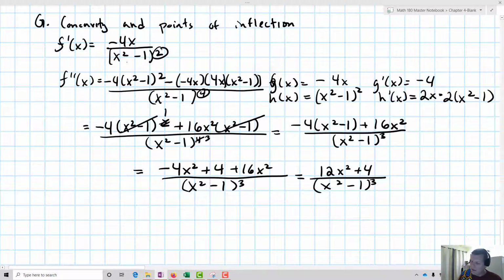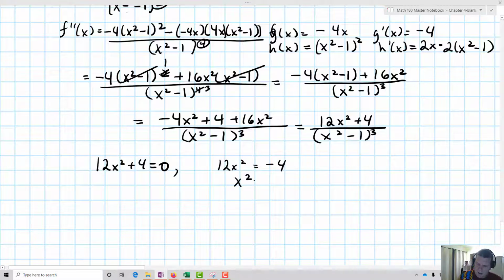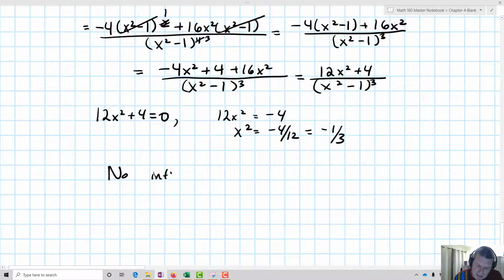Now what we need to do is find points of inflection. Remember, points of inflection are only places where this function is going to end up equaling 0. So we're going to set 12x squared plus 4 equal to 0. That means 12x squared is equal to negative 4, and x squared is going to equal negative 4 over 12, which equals negative 1 over 3. So that means we have no inflection point.